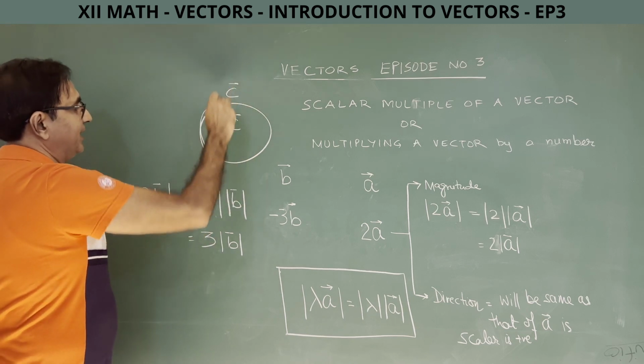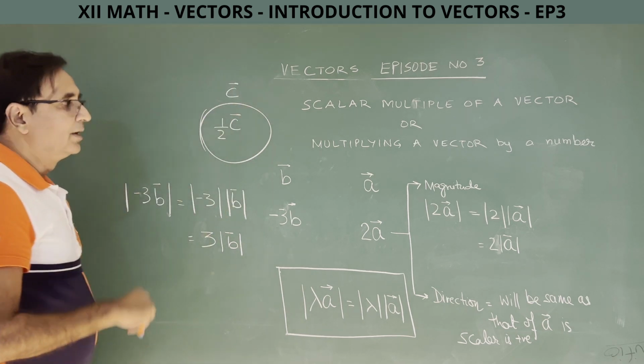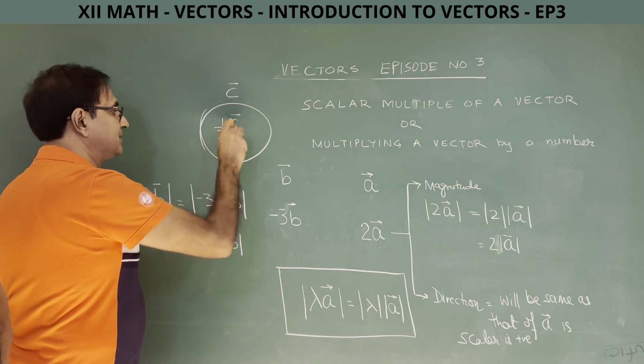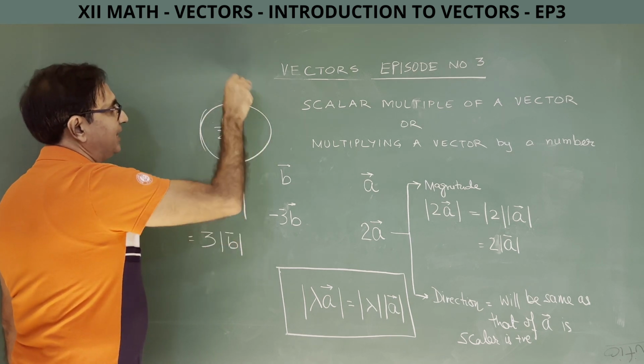If its magnitude is 20, then its magnitude will become 10. What will be the direction of this vector? Since this is a positive number, the direction of this vector will be the same as that of c.